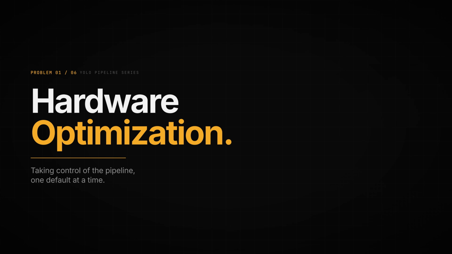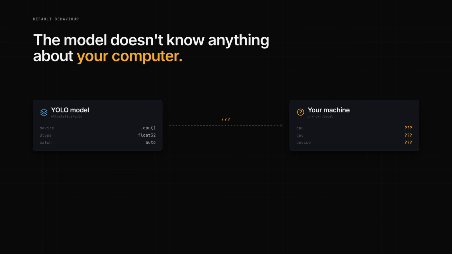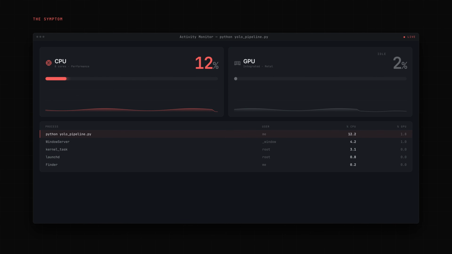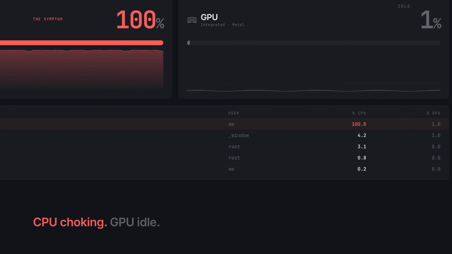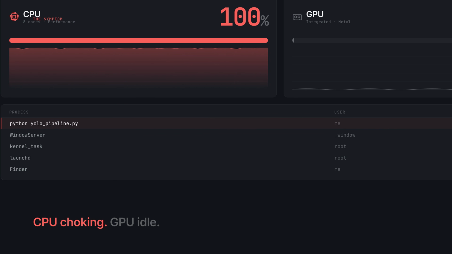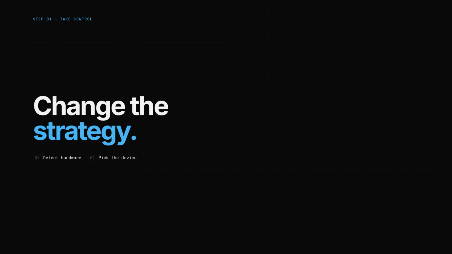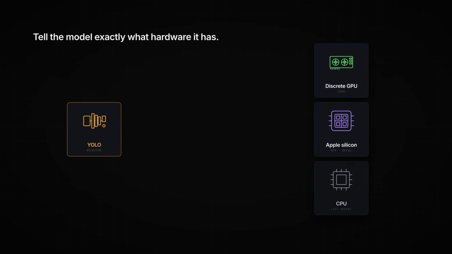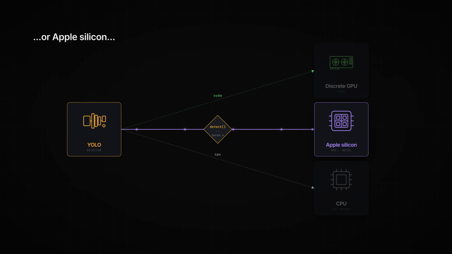So the first thing is hardware optimization. Out of the box, the biggest problem with the YOLO model is that it doesn't know anything about your hardware, and it's completely reliant on generic defaults. That means it might blindly choke your CPU to death while a perfectly good, powerful graphics card sits completely idle right next to it, because it doesn't know where to look. So we have to change the strategy of how the model runs. We need to make the script understand your machine and actively tell the model exactly what hardware it has at its disposal.